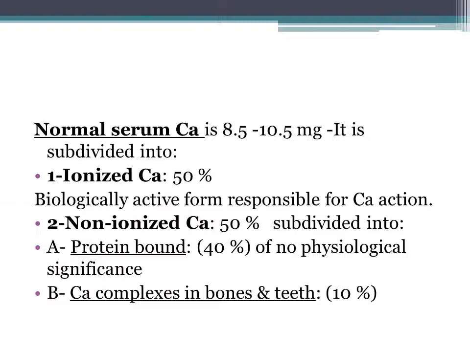First of all, we must know the normal serum calcium level, which is from 8.5 to 10.5 milligram, and it is subdivided into ionized calcium and non-ionized calcium. Ionized calcium is about 50% and non-ionized is the other 50%. Ionized calcium is the active form which is responsible for calcium action, while non-ionized calcium is subdivided into protein bound, which is about 40%, and calcium in bones and teeth.